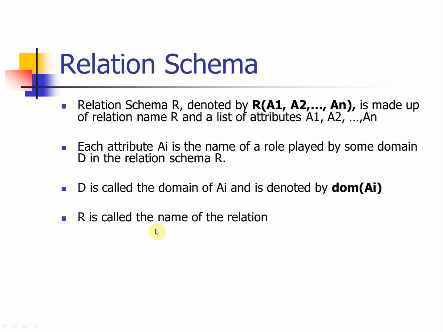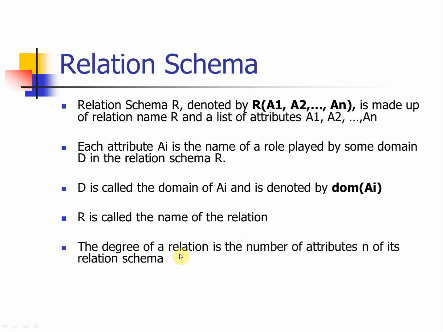So R again is called the relation. The degree of the relation is the number of attributes. So basically, in the student example again, the student relation has 7 attributes. So the degree for the student table is 7.